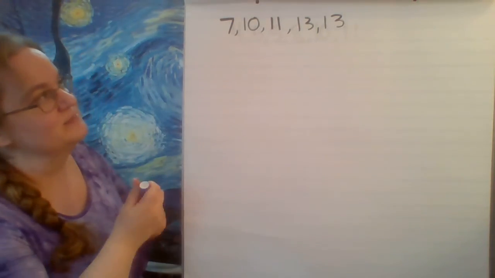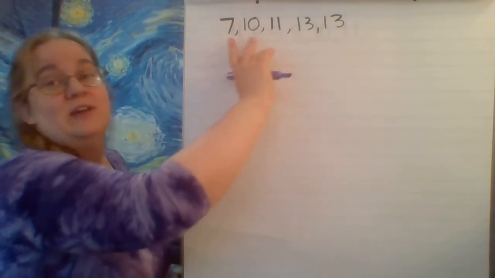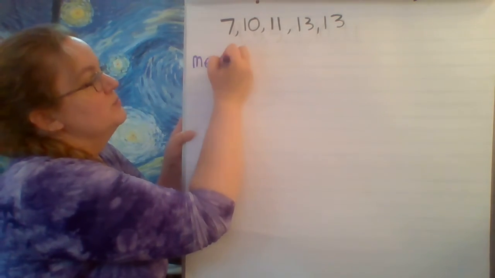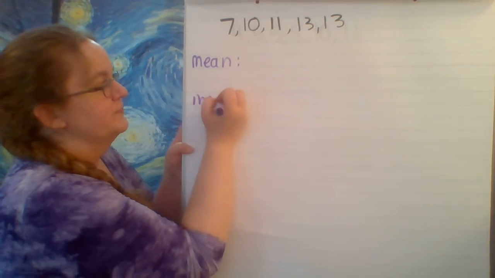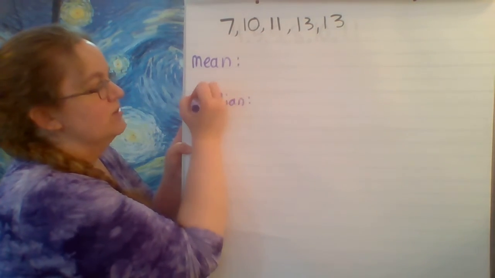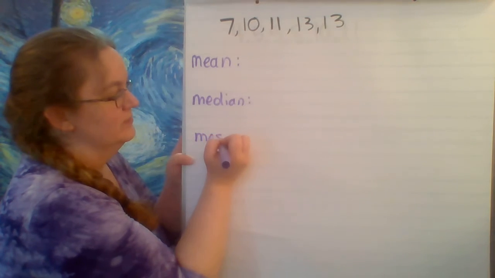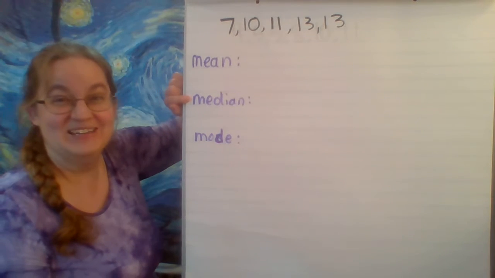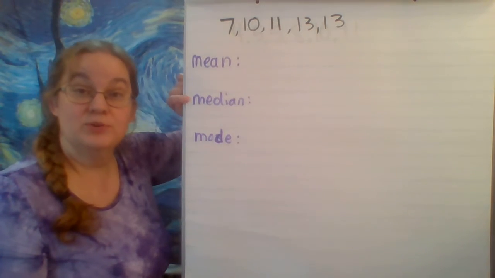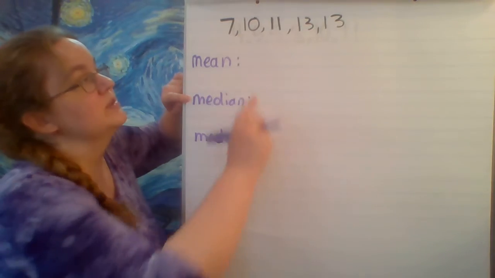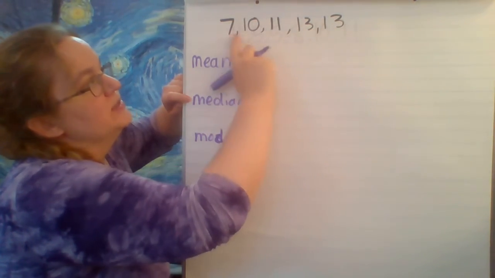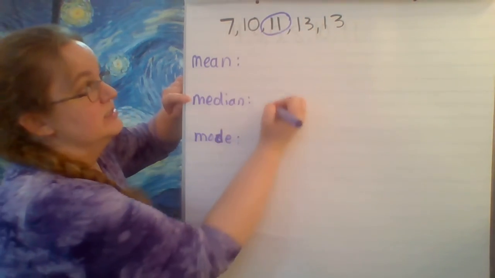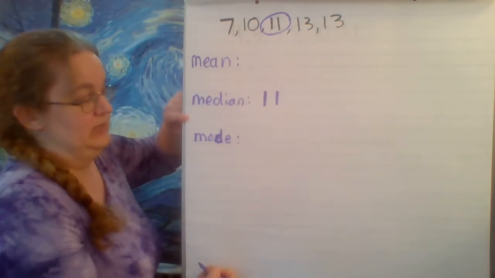So let's take a look at this. All right, so you can see I've already put my numbers in order, okay? But we can do these in any order. Since they're already in order, let's go ahead and find the median. So remember, you have to have the numbers in order to find the median, and then it's the number that's in the middle. So the numbers are in order, and there's 5 numbers. 11 is the number in the middle because there's 2 on this side and 2 on this side. So the median is just 11, okay?